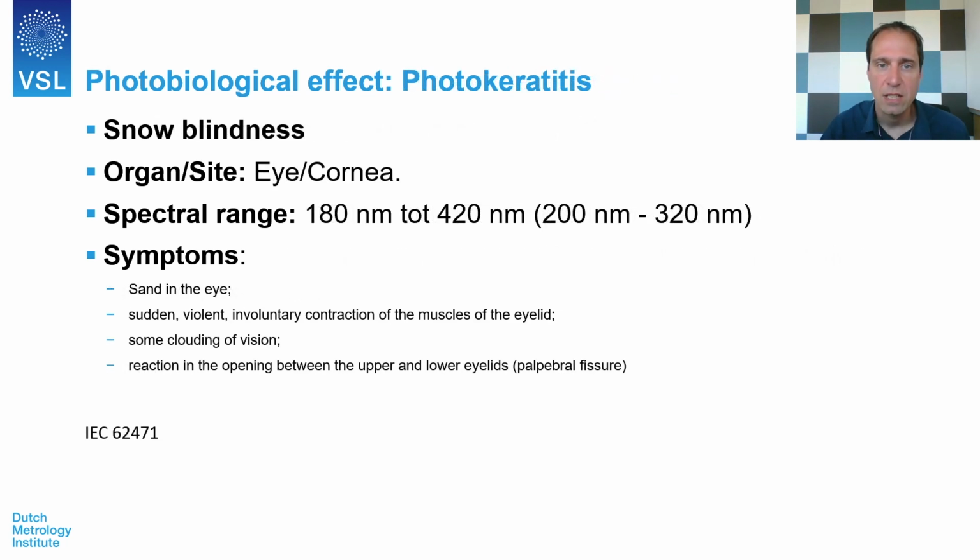The second photobiological effect that I would like to highlight is photokeratitis. It is also known as snow blindness. It occurs at the cornea of the human eye, and it is mainly induced by ultraviolet radiation in the wavelength range of 200 nanometer up to 320 nanometer. The symptoms can be a sensation of sand in the eye, sudden violent contraction of the eyelid muscle, cloudy vision, and a reaction in between the upper and the lower eyelid.